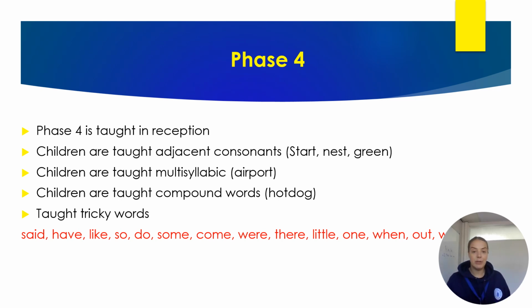Phase 4 is taught in reception. During this phase, they are not taught any new sounds and graphemes. However, it is one of the most important phases within reception. During this time, children are taught adjacent consonants, which are when 2 consonants appear at the start or at the end of a word. These can be very hard to hear when children are spelling. Children are also taught multisyllabic words such as airport, and are taught compound words, which are when 2 words become one, like hot dog. Again, we add more tricky words to their vocabulary and spelling list.